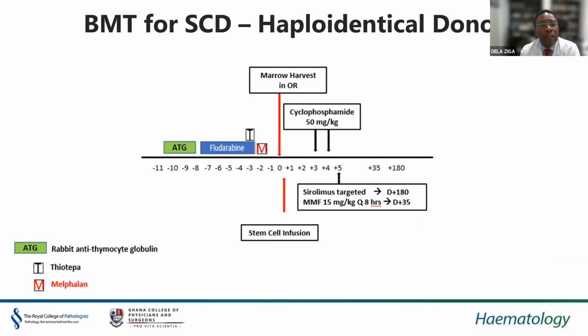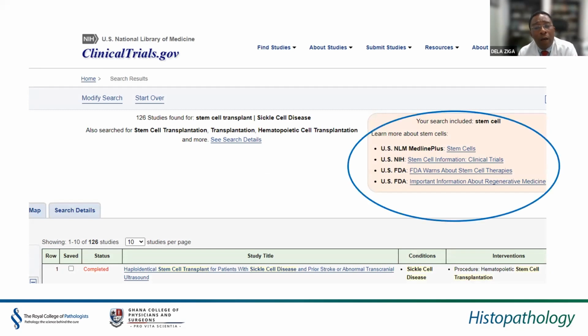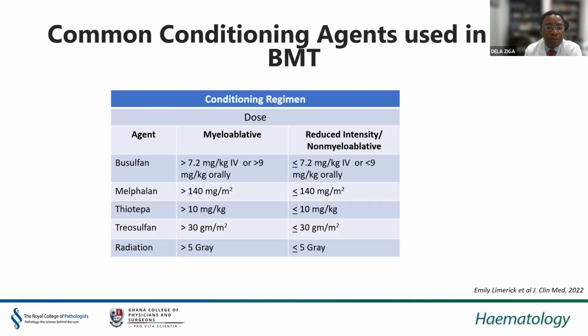This is a schema of the regimen that we use at our center here. I looked on clinicaltrials.gov on March the 3rd, and there are almost 126 studies right now. Some of them are closed, most of them open to accrual for sickle cell disease transplants. This tells you that there's interest in this field, and there's a lot more that is being learned and discovered from the research being done here.